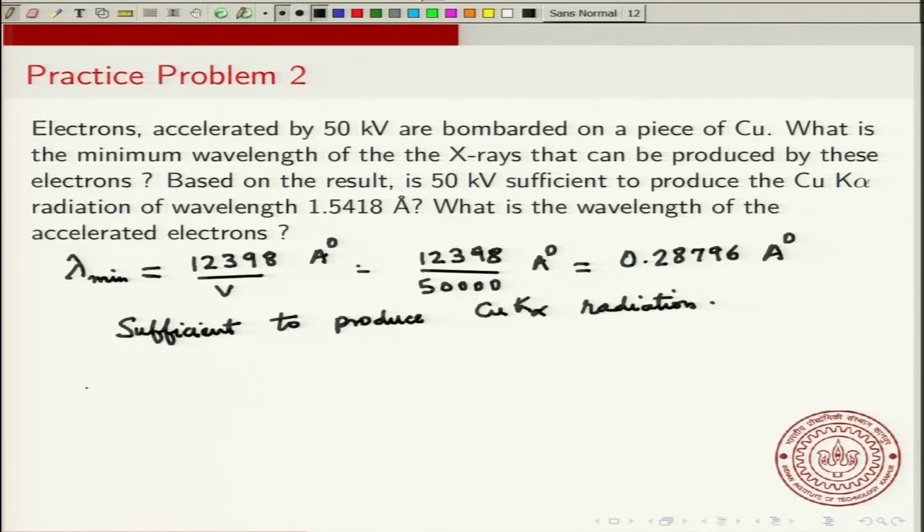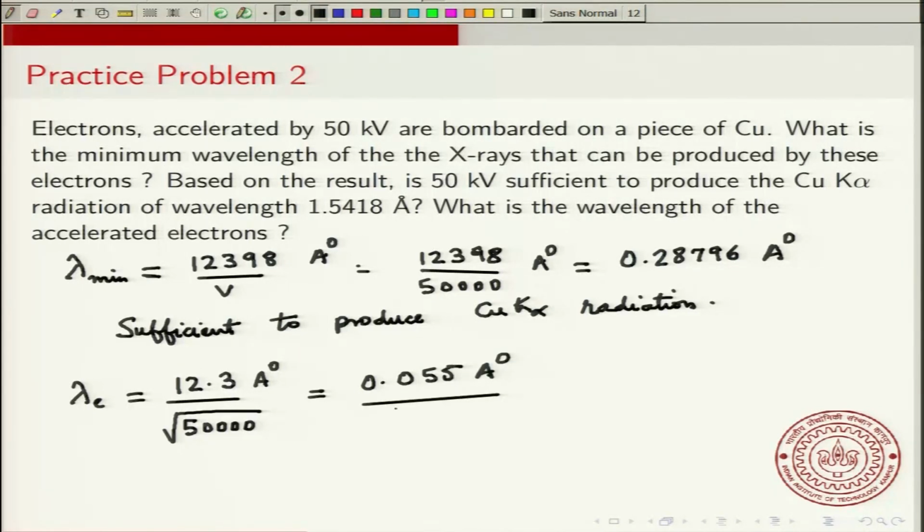Now, what is the wavelength of the electrons? So, lambda of electrons is equal to 12.3 angstroms divided by square root of V, square root of 50,000. This works out to about 0.055 angstroms. And as we said, this is much smaller than the wavelength of the X-rays.